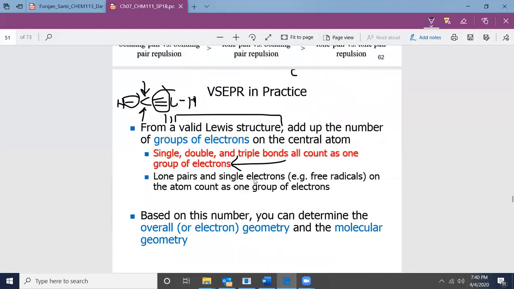Lone pairs and single electrons, as we looked at earlier in the case of free radicals, on the atom count as one group of electrons. So if it's a lone pair, a single electron, a single bond, double bond, or triple bond, everything is counted as one electron group. Even a triple bond is one electron group around the central atom.